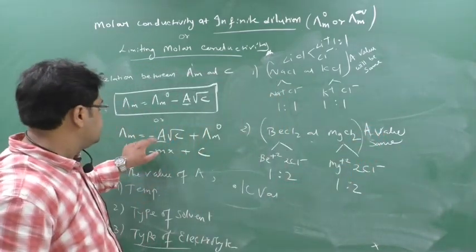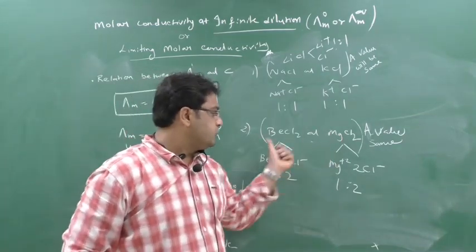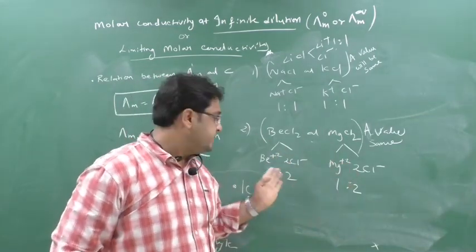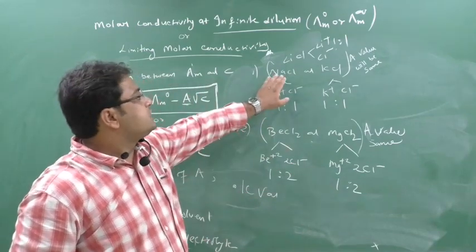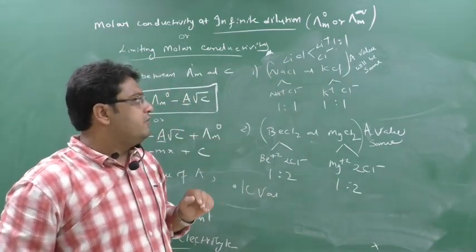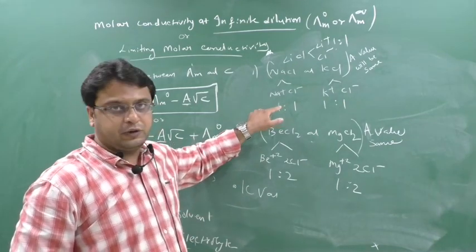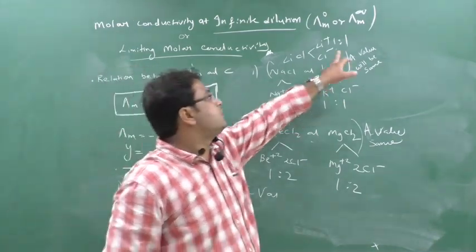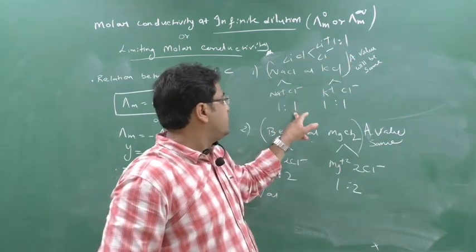The value of A will be the same for these two because they are the same type of electrolyte. Same type means in terms of ions. Here also the value of A will be the same for the three. Why will the value of A be the same for the three? Because they are the same type of electrolyte in the number of ions produced. See here also the number of ions is 1:1, 1:1, here 1:1.